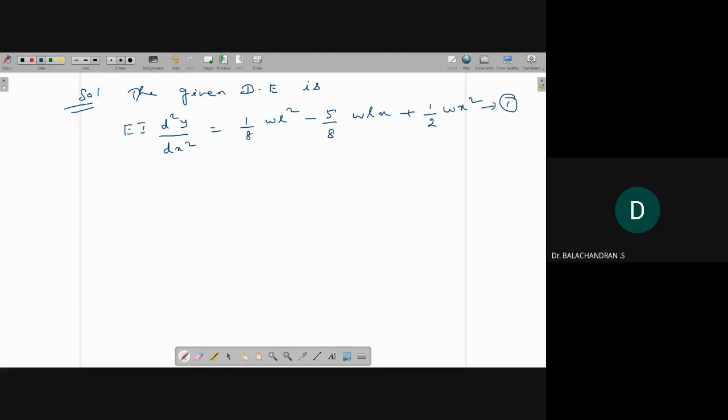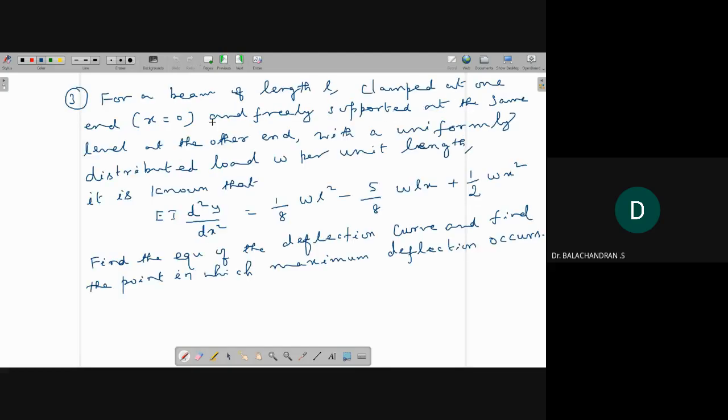Okay, so again I'll read the question. For a beam of length L clamped at one end, x is equal to 0, is clamped, that means fixed, and freely supported at the same level at the other end, x is equal to L, with the uniform distributed load omega per unit length. It is known that this equation holds. Find the equation of the deflection curve and find the point in which maximum deflection occurs. So that means this is the hint.